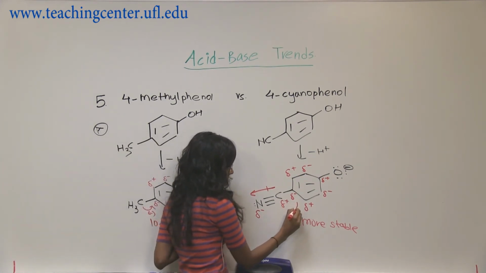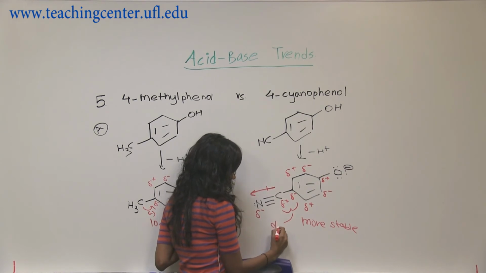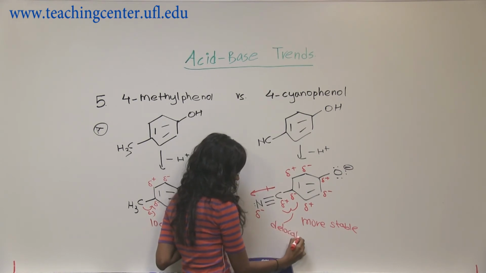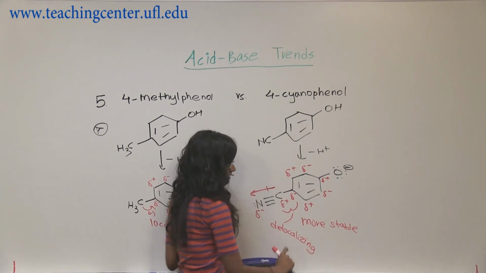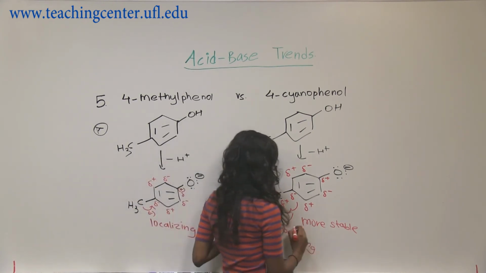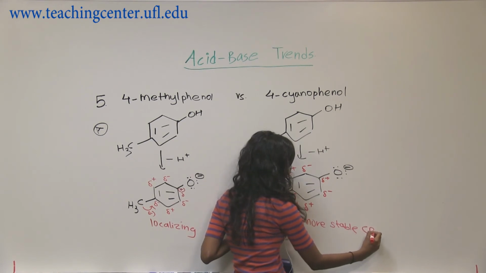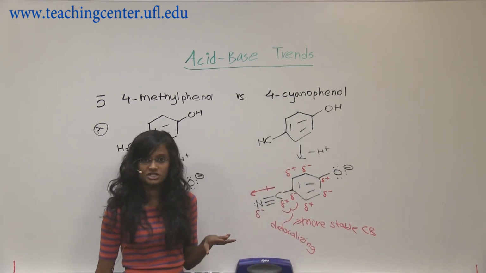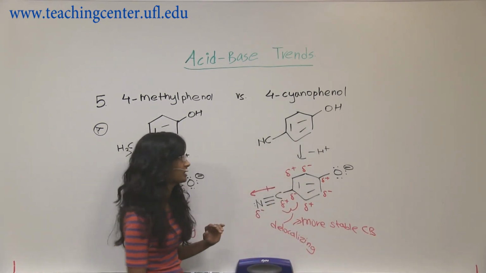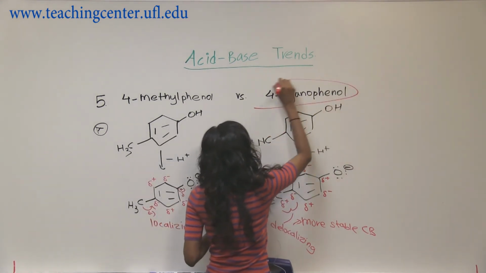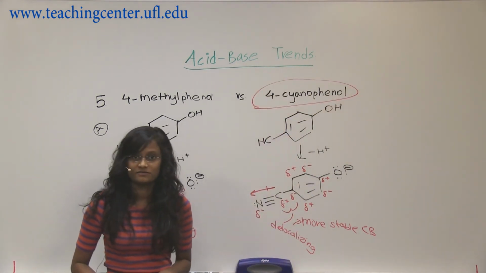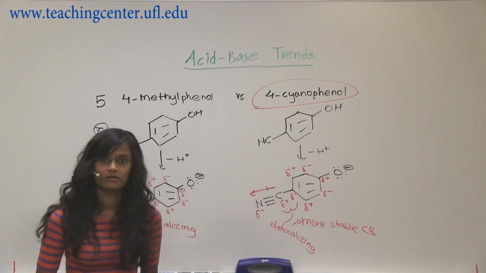This is delocalizing the negative charge. So when you delocalize, it's more stable. It makes it a more stable conjugate base, and the more stable the conjugate base, the weaker the conjugate base, the stronger the acid. So the answer for this is 4-cyanophenol.